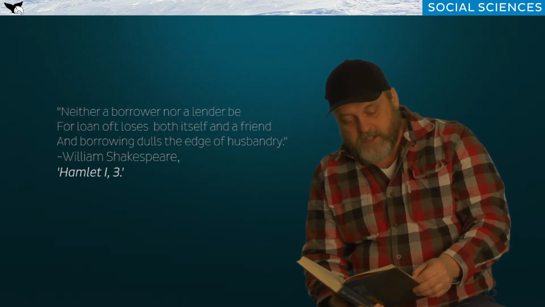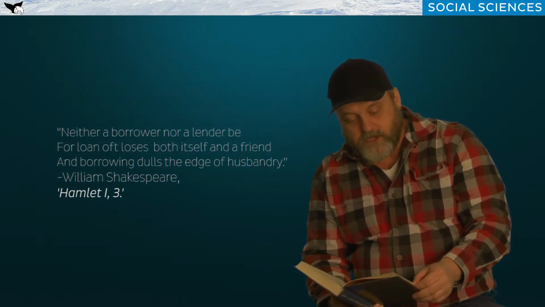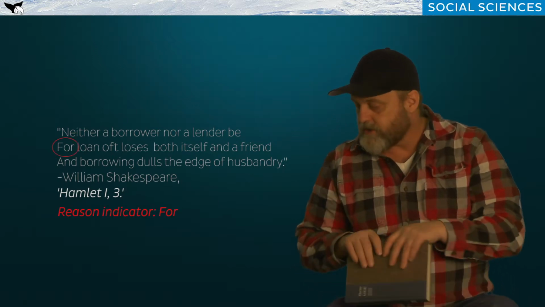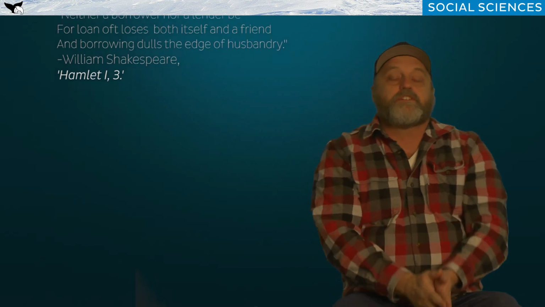Here's another example from William Shakespeare. Neither a borrower nor a lender be, for loan oft loses both itself and a friend, and borrowing dulls the edge of husbandry. For is a reason indicator. So the point is, if you're trying to tell what's a reason from what's a conclusion, look for these words and always try out the idea that something that looks like a reason indicator is showing you that the thing that follows will be a reason. Something that looks like a conclusion indicator is showing you whatever follows is probably going to be a conclusion.